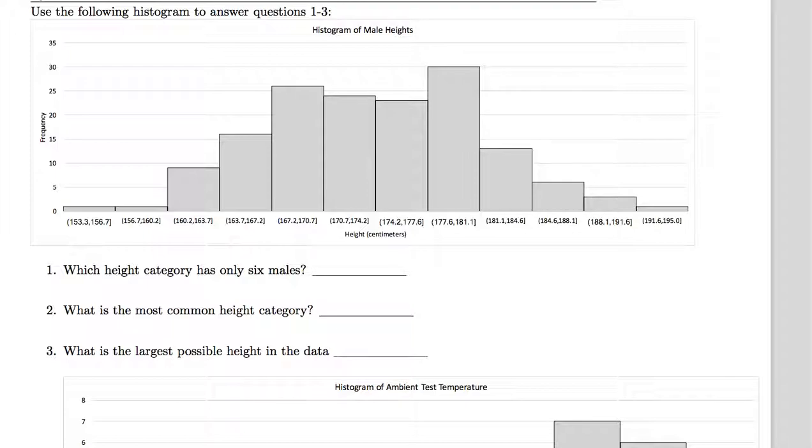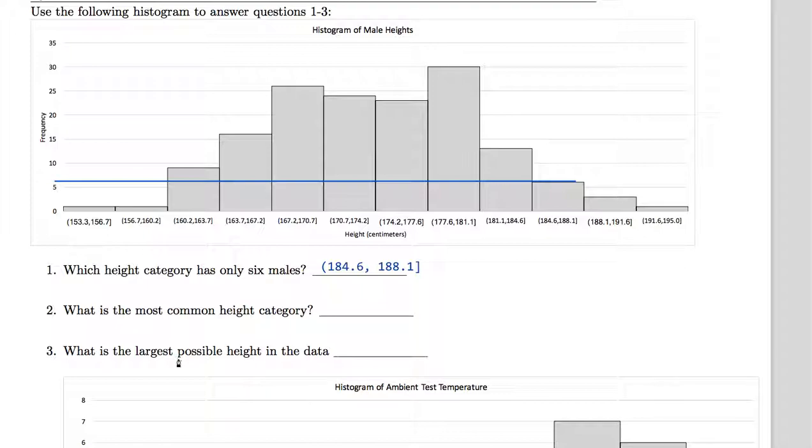So to answer that question, we can just go up to where 6 is on the frequency scale on the left side there and kind of draw a horizontal line across and see which one of these bars in the histogram has a height of 6. And we see it's this one that goes from 184.6 centimeters to 188.1, and so that's the category that has only 6 males in it.